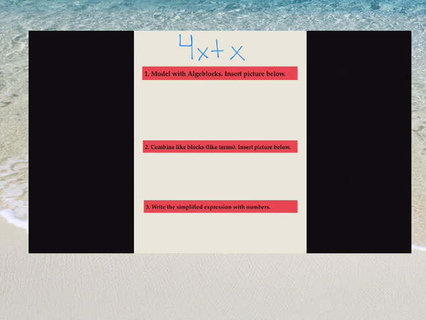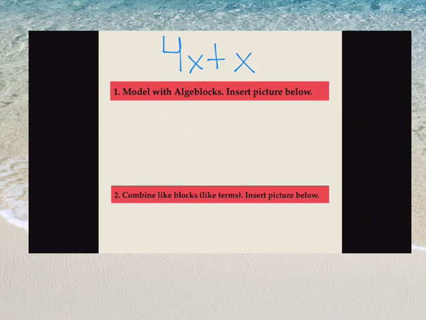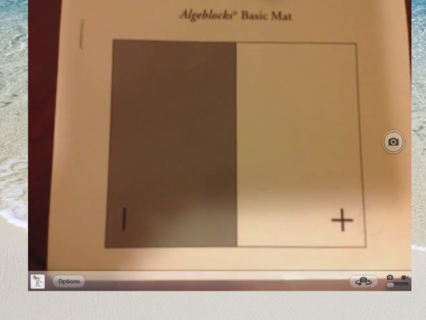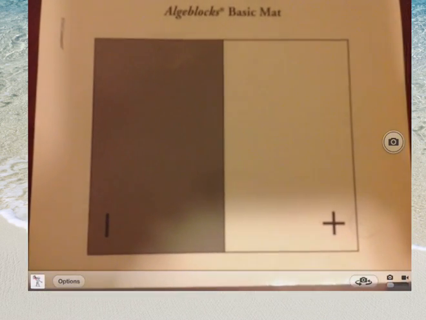Alright, so our first expression we're going to model is 4x plus x. You will need a bag of algeblocks and an algeblocks mat with a plus sign and negative sign on it. So if you don't have those, please pause the video and get them from your teacher. So remember, our first step is to model our expression, 4x plus x, with the algeblocks. Okay, so you should make sure you have this mat. Okay, and I apologize, it's a little dark. Make sure you have this mat in front of you.